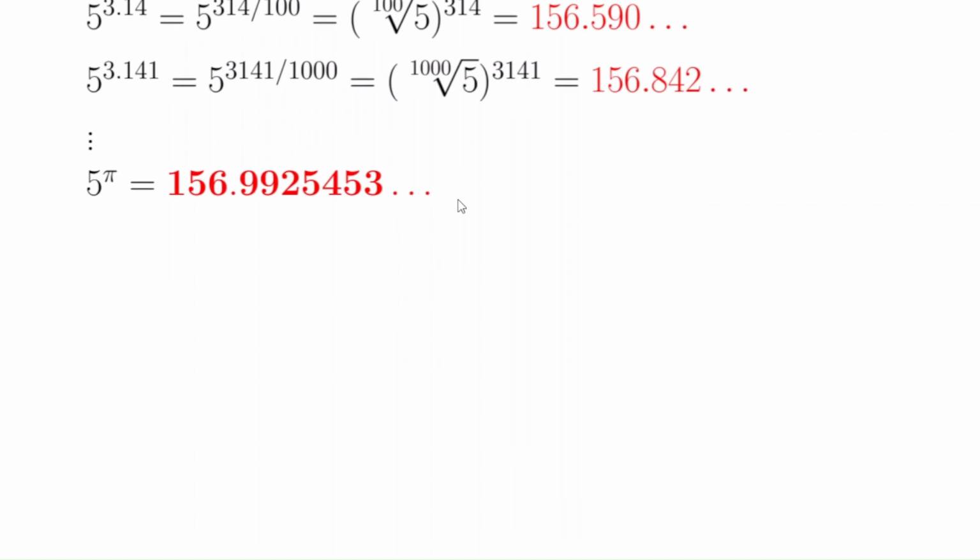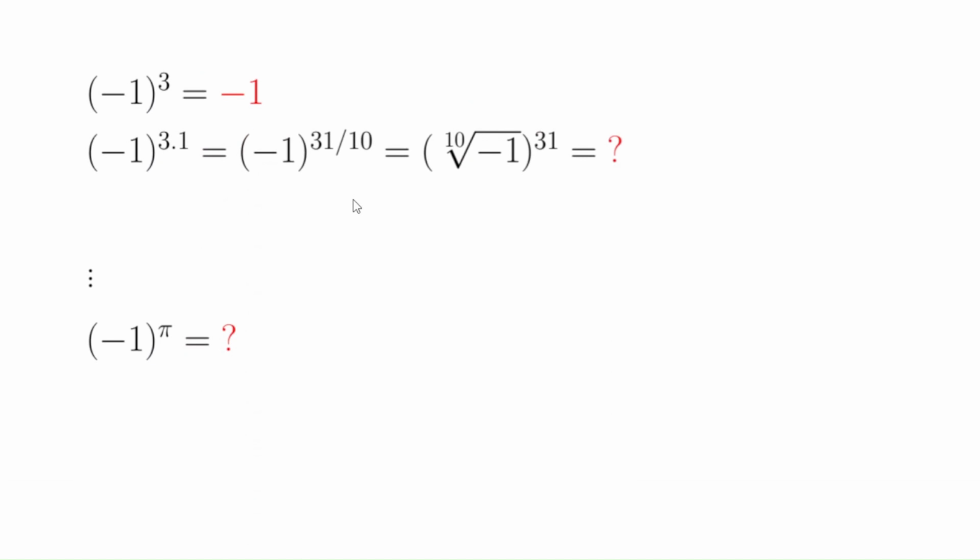Now, why doesn't this same process work for -1 to the pi? Well, if we try the same thing for -1 to the pi, first of all, we can begin with -1 cubed, and that's no problem. That's just -1. But what about -1 to the 3.1 power? Well, 3.1 again is 31 over 10. So this is the same thing as the 10th root of -1 raised to the 31st power.